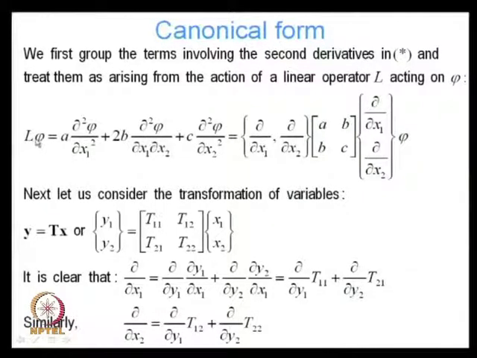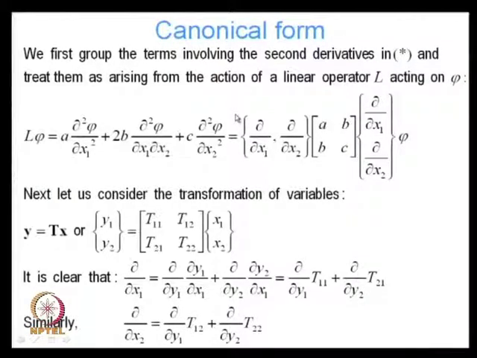Why is it a linear operator? Because it satisfies linearity: L of phi 1 plus phi 2 is equal to L of phi 1 plus L of phi 2, and L of alpha phi is equal to alpha L of phi. So, it satisfies the definition of linearity. So, this is a linear operator, and I rewrite this operator in this way.